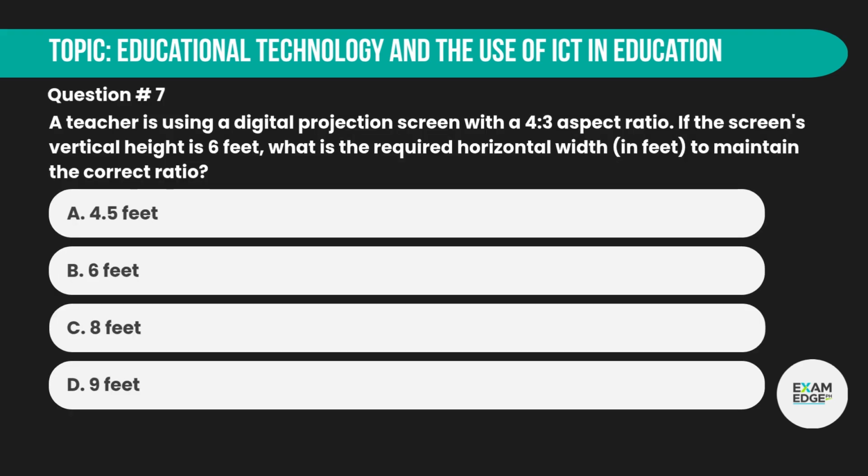Question number 7. A teacher is using a digital projection screen with a 4:3 aspect ratio. If the screen's vertical height is 6 feet, what is the required horizontal width, in feet, to maintain the correct ratio? A. 4.5 feet. B. 6 feet. C. 8 feet. D. 9 feet. Correct answer. C. 8 feet.